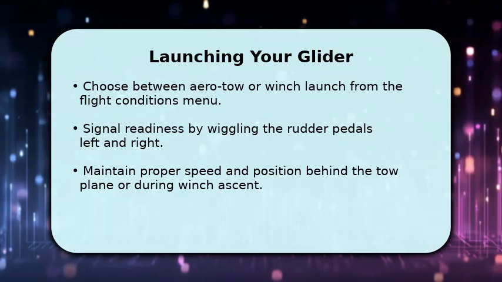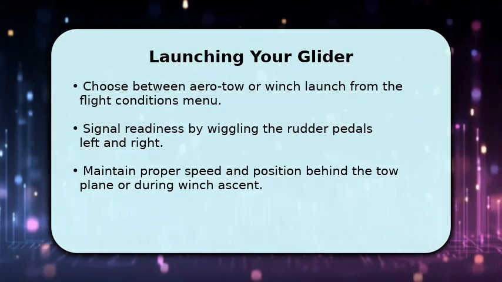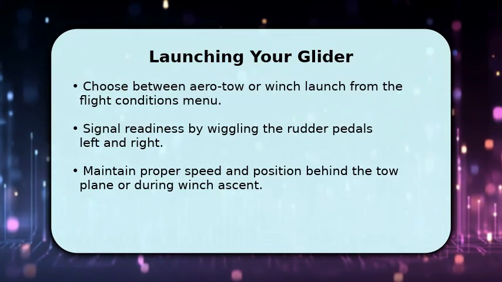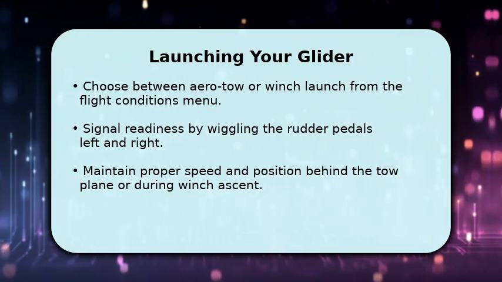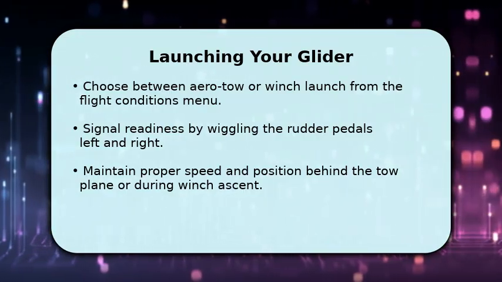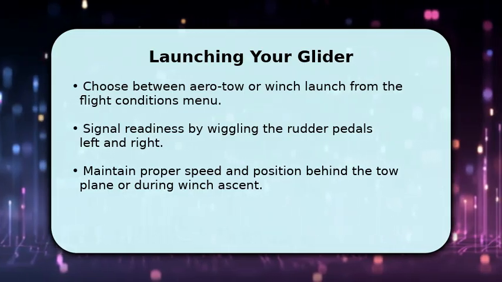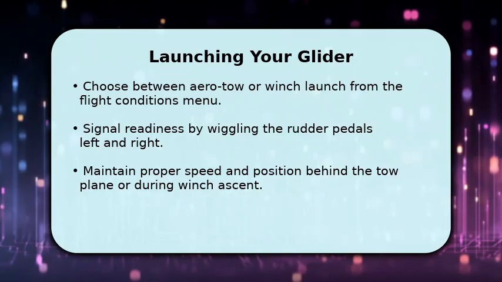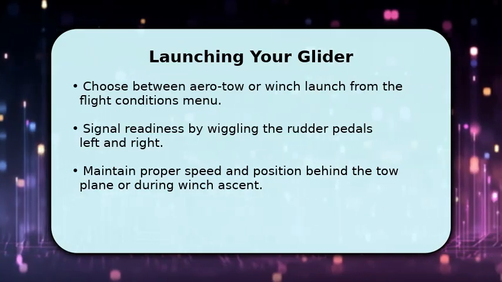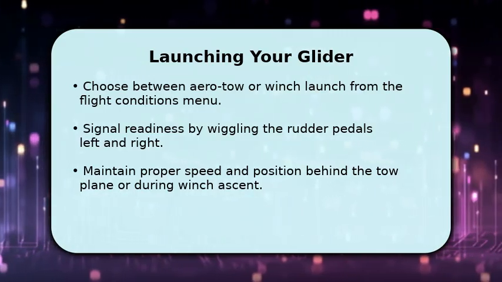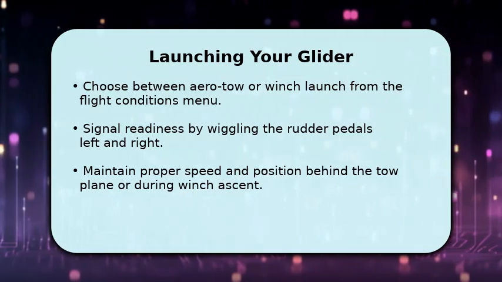There are two primary ways to launch your glider: aero tow or winch launch. Select your preferred method in the Flight Conditions menu. To signal readiness, simply wiggle your rudder pedals left and right a few times. During an aero tow, maintain a position slightly below and behind the tow plane. For a winch launch, pull back firmly to climb rapidly.